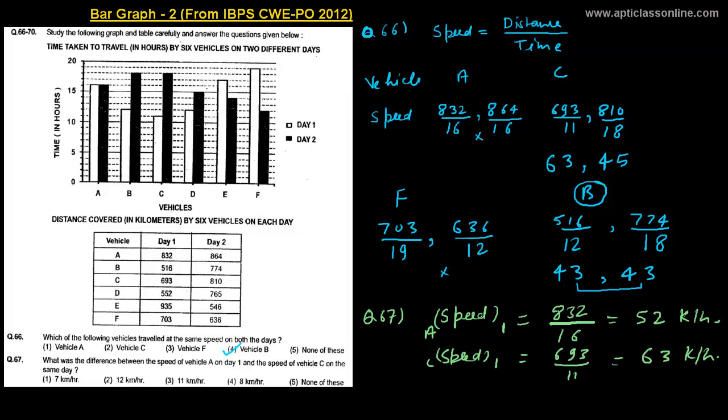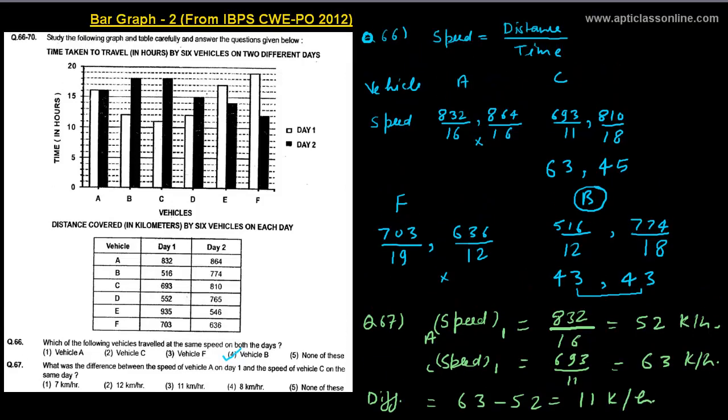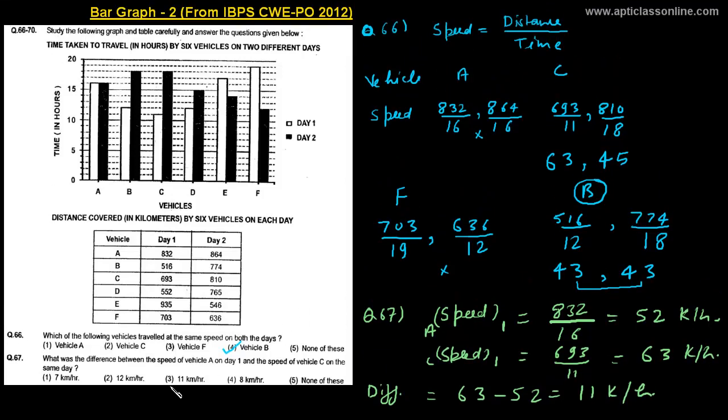As given in the question, we have to take the difference of these two speeds. The difference of 63 and 52 is 11 kilometers per hour. So let's see which option is correct. With 11 kilometers per hour, option 3 is correct. In this way we have solved 2 questions. We will solve the rest of the 3 questions in the next class.